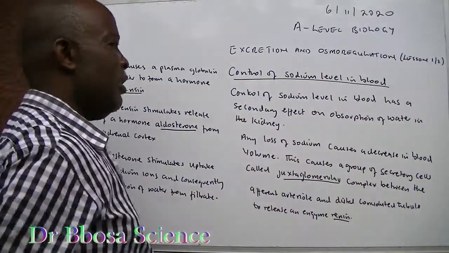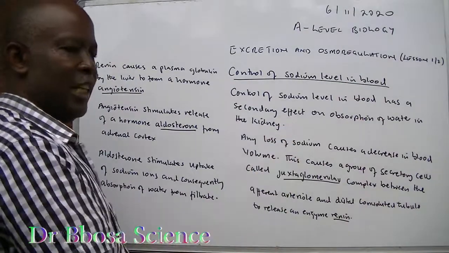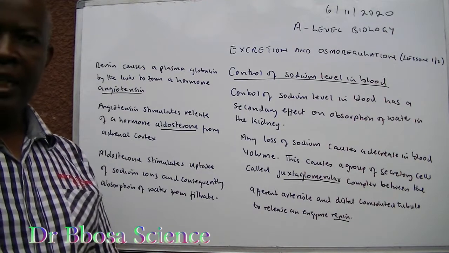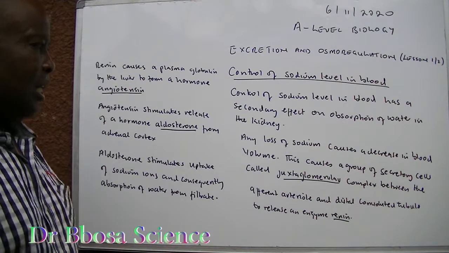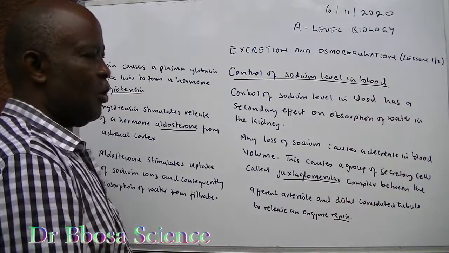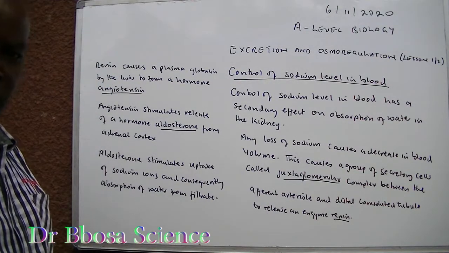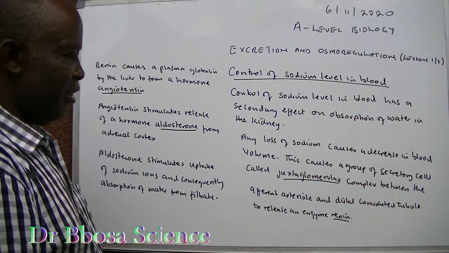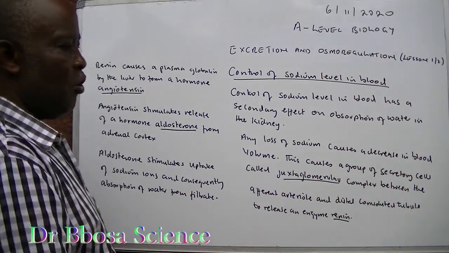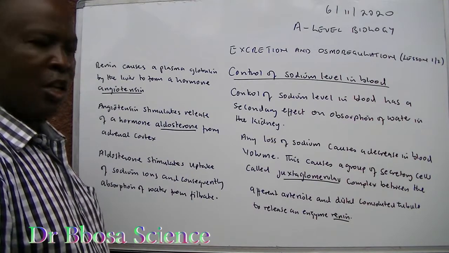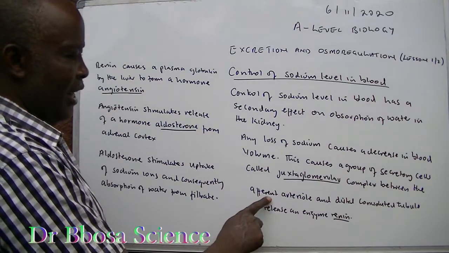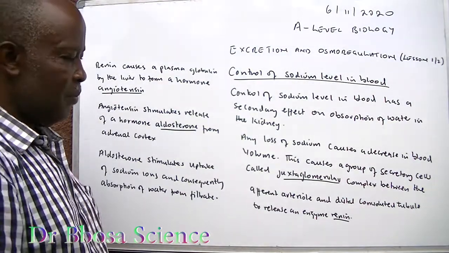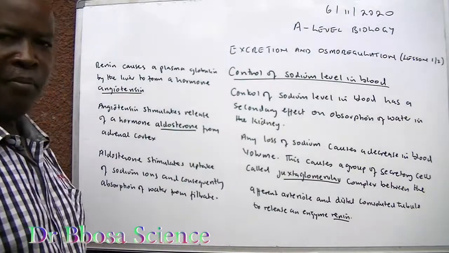Control of sodium level in blood has a secondary effect on absorption of water in the kidney. Any loss of sodium causes a decrease in blood volume. This causes a group of secretory cells called the juxtaglomerular complex, between the afferent arteriole and distal convoluted tubule, to release an enzyme, renin.